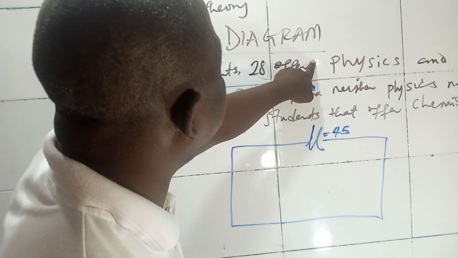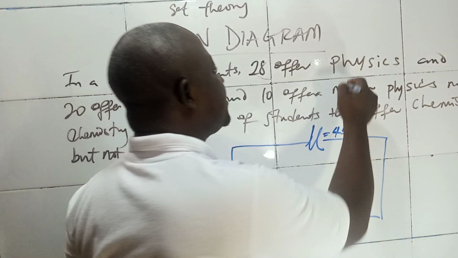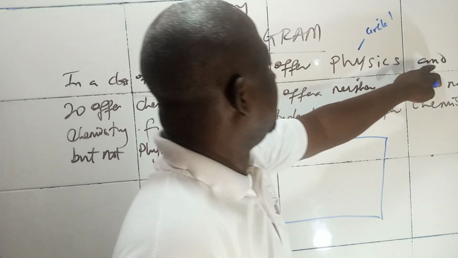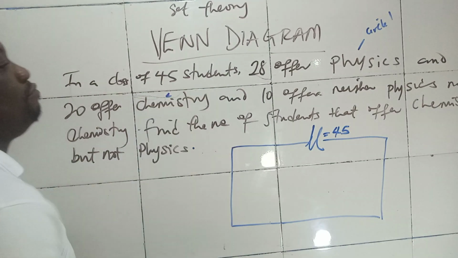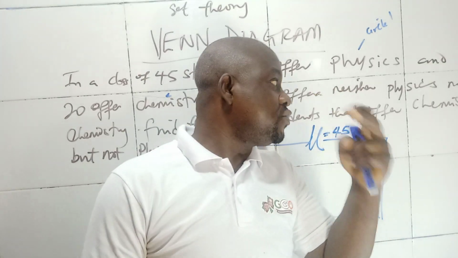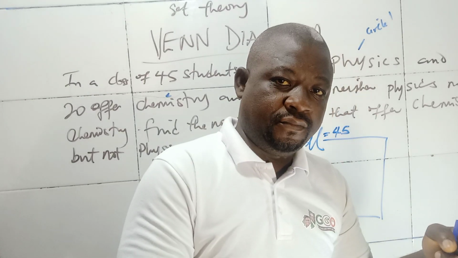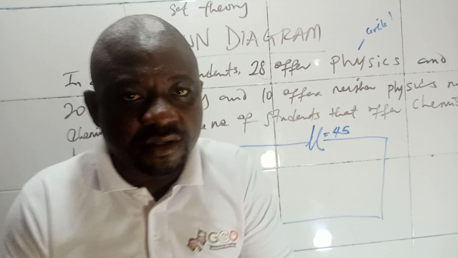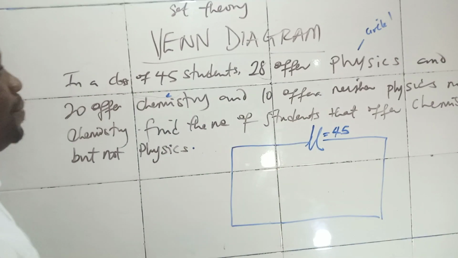28 offer physics. Meaning this is a circle. Circle 1. And 20 offer chemistry. Circle 2. Meaning you are going to have 2 circles, because they are talking about 2 subjects here. So these 2 subjects were distributed among 45 students. Some will take physics, they will not take chemistry. Some will not even take the two. So that's what you want to represent here.